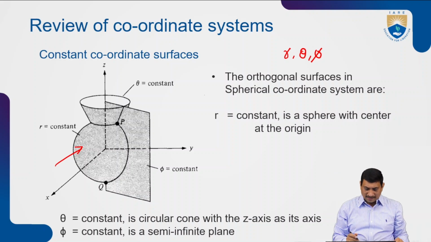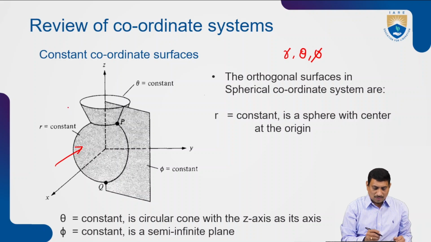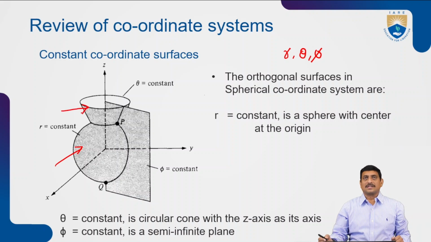We will get a circular cone, a circular cone with the z-axis as its axis, because theta is an angle which it makes with the z-axis in the clockwise direction. So by keeping theta equal to constant and varying r as well as the phi component, we'll get a circular cone, which is shown here, theta equal to constant.